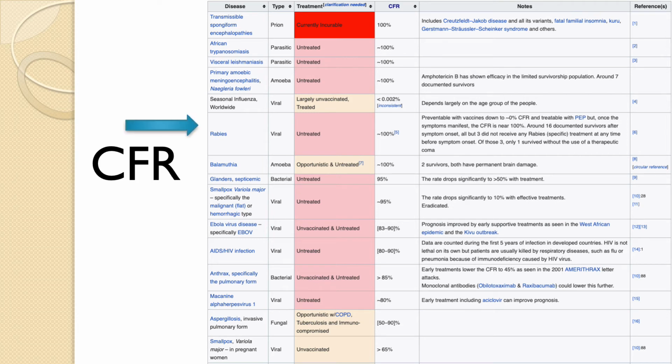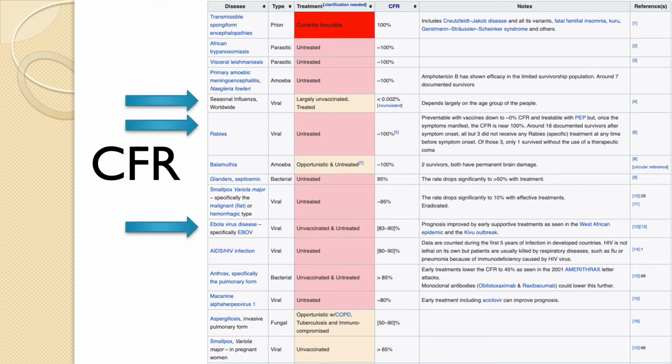Now, rabies is a well-known disease, and as you can see, it has a case fatality rate of 100%. Once you have signs of rabies, the mortality will be 100%. Ebola virus, also well known, is much worse in terms of case fatality rate. As you can see, 83 to 90%. And luckily we now have a vaccine for that.